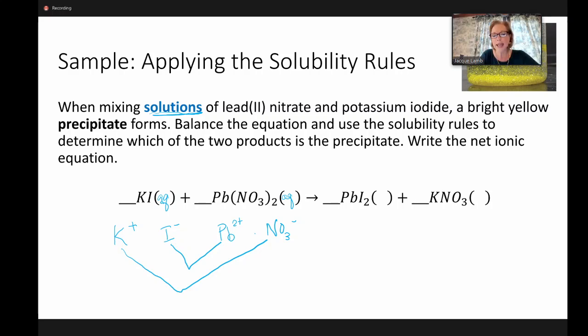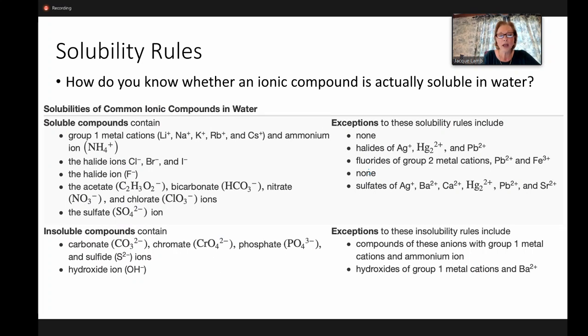And that's where I have to use the solubility rules. I see that nitrate compounds are always soluble, no exceptions. But for the halide ion iodide, they are generally soluble, but I have exceptions, including lead 2+. So that tells me that this is my solid and this is aqueous. And now all I have to do is balance it.